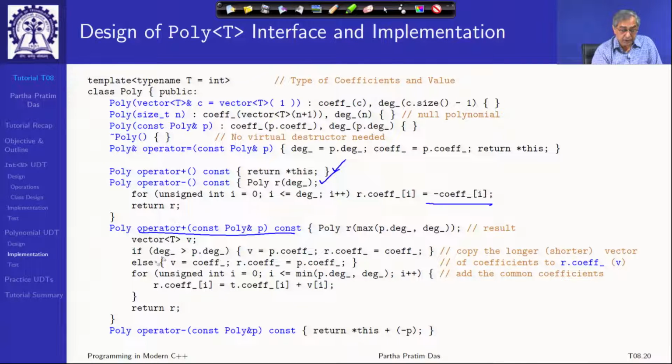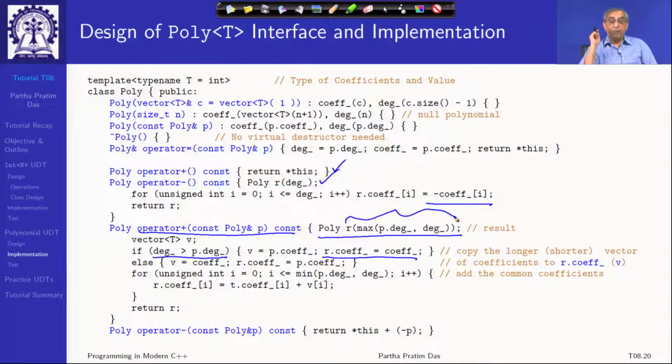So, you first take a result polynomial as a temporary, and then you compare the degree of the two polynomials, the current one and the one that you are adding, and you check which one has a higher degree. Whichever has a higher degree, you copy that to the result, because the result is going to have that degree. You can see that we have already created this result polynomial as a null polynomial, right. That is what the purpose was.